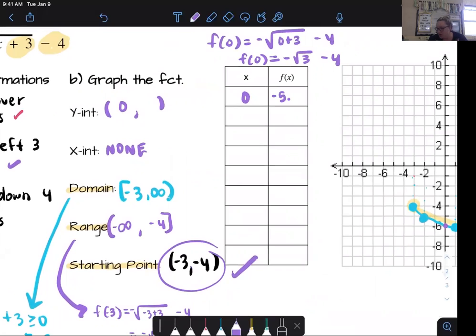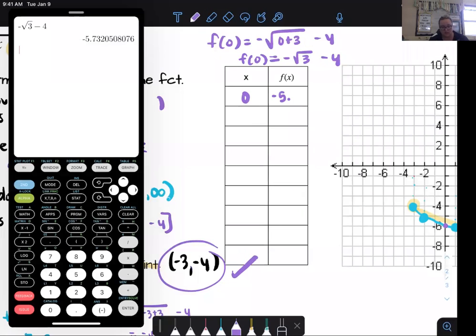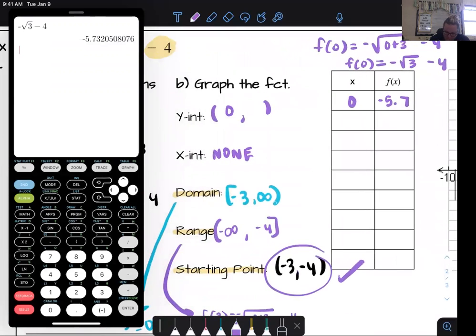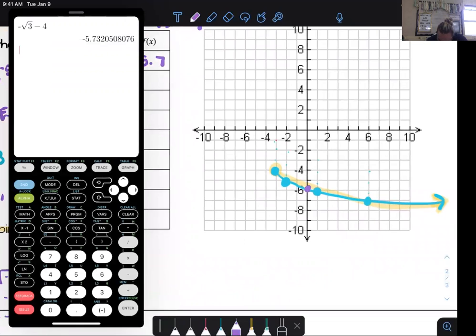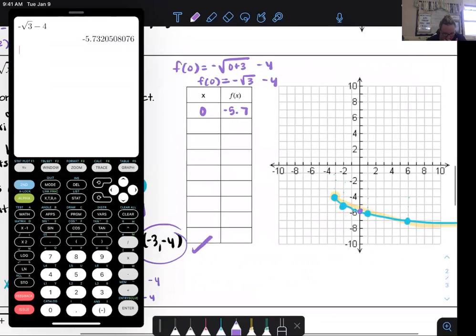So the square root of 3 is, give me just a second. So I just brought up my handy dandy calculator. The negative square root of 3 minus 4 is -5.7. So -5.7, 0, -5.7 is our y-intercept. All right. Which the graph kind of shows that. It's not perfect, but it's good. Okay. I can see that working for our graph.